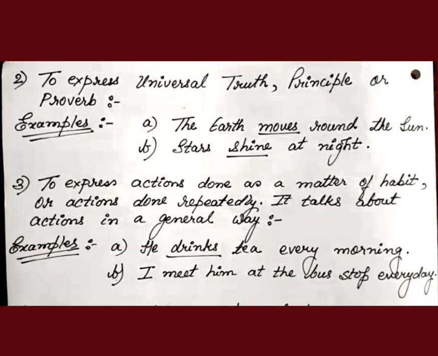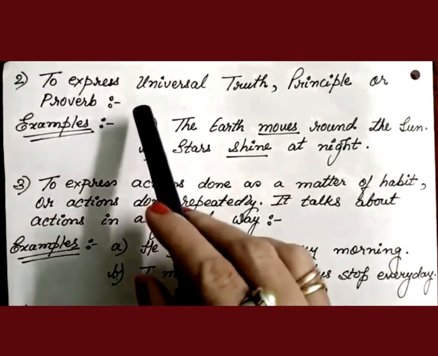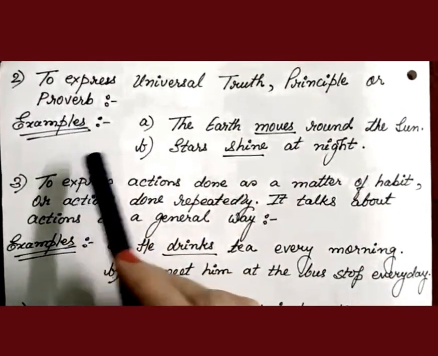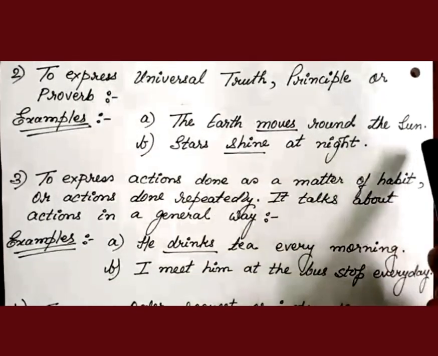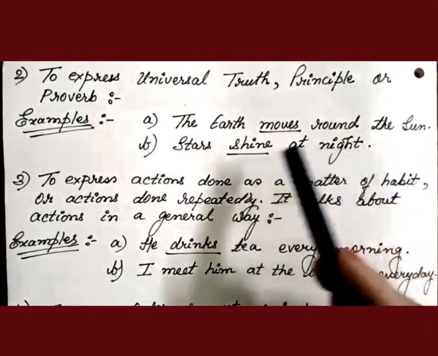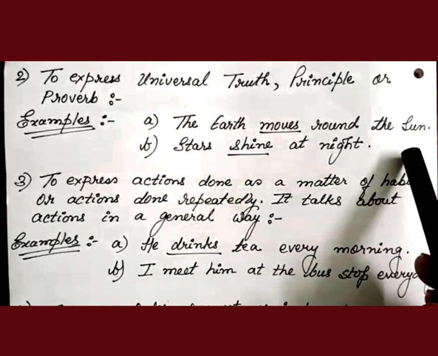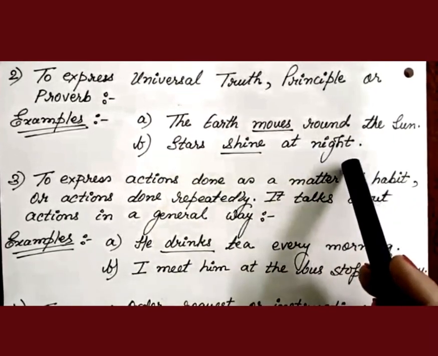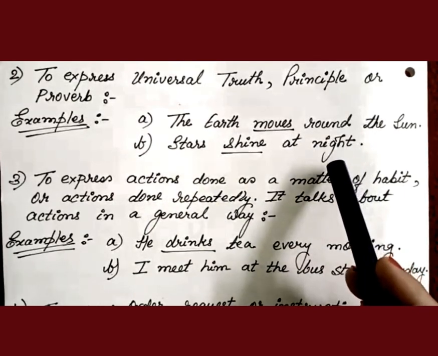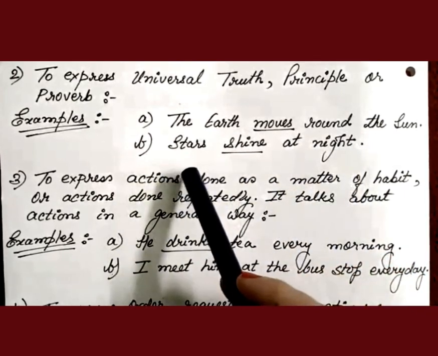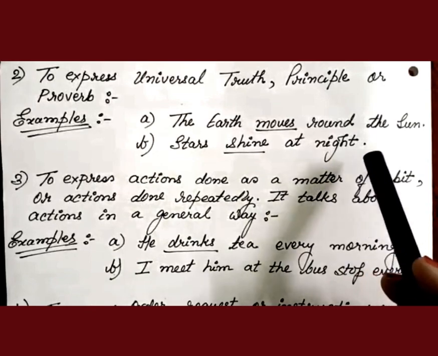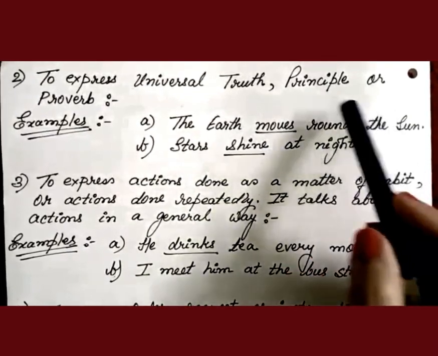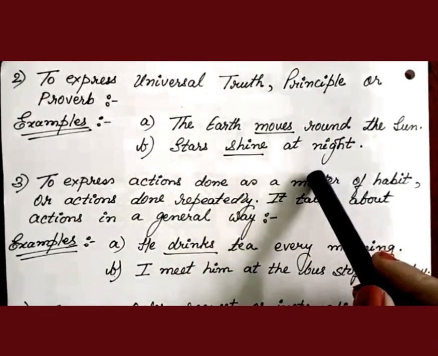Simple present tense is also used to express universal truth, principle, or proverb. For example, the earth moves round the sun. This is a universal truth that the earth moves round the sun. Again, number B, stars shine at night. This is again a universal truth and also a principle that stars do shine at night. So, simple present tense is also used to express universal truths and principles and proverbs in this way.